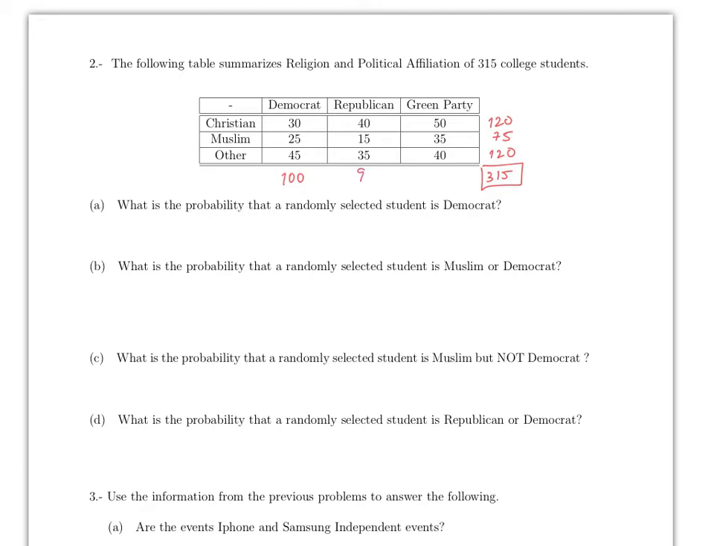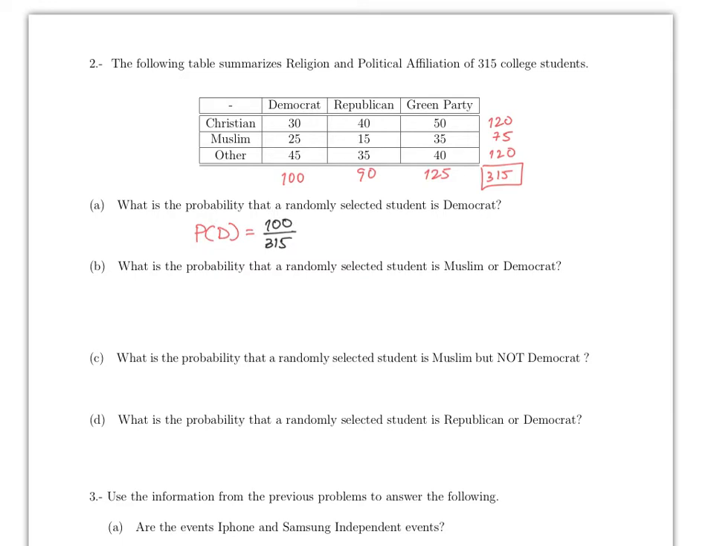90. And what about Green Party? 125. And when you add all three, it should be 315. Okay? All right. So part A is asking you, what's the probability that the person is Democrat? So this one should be obvious. How many Democrats do you have? 100. And how many do you have total?